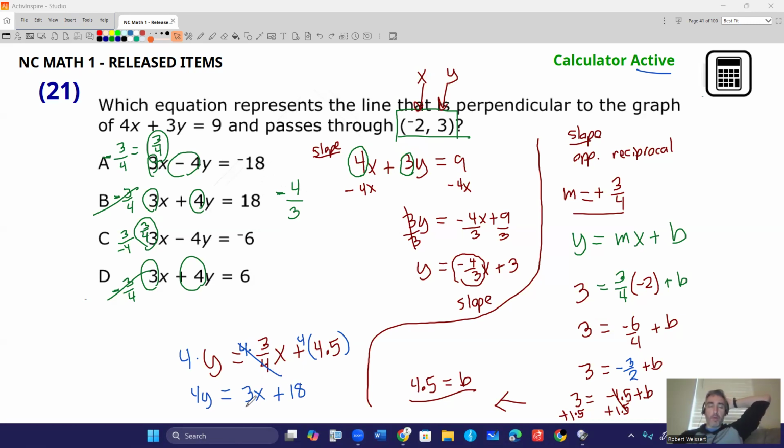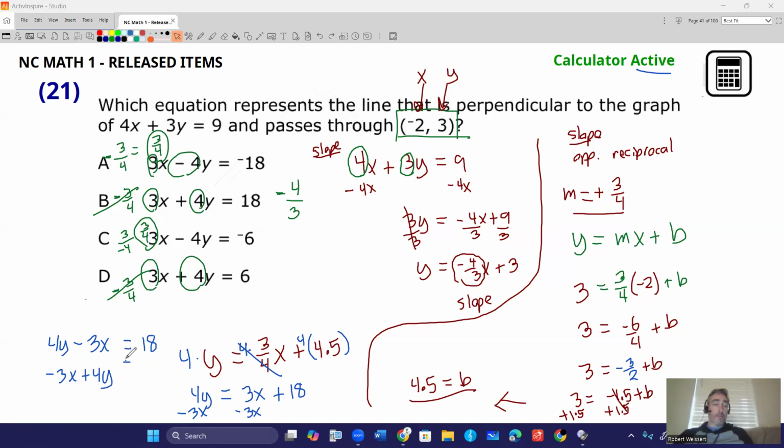And hopefully you can see now what's going on with this. So if you bring the 3x over, that's going to be minus 3x on both sides. And that's going to be 4y minus 3x equals 18, which is not technically standard form. Standard form is having the x first. So that would be negative 3x plus 4y is equal to 18.